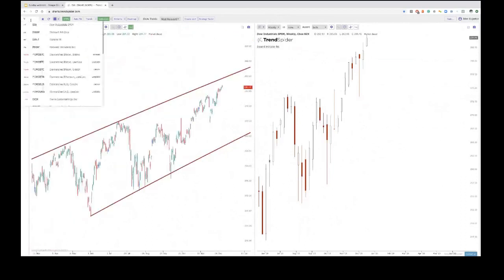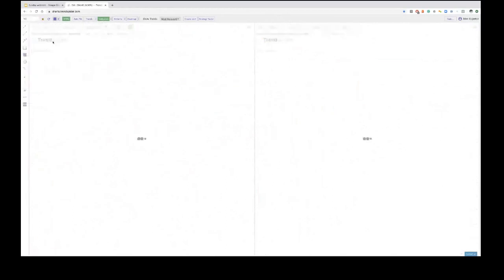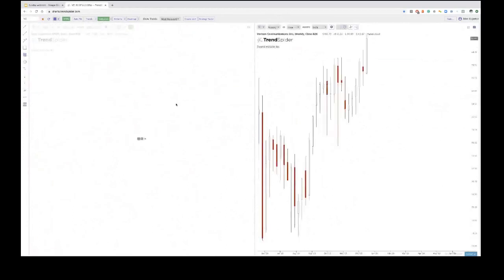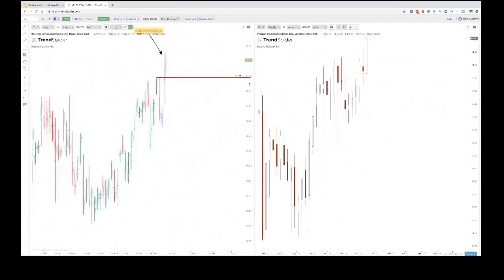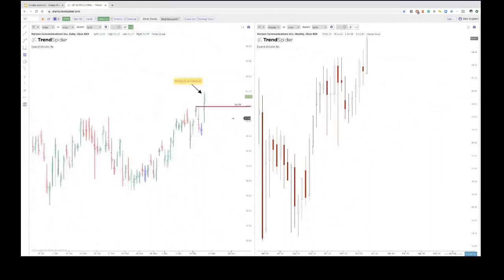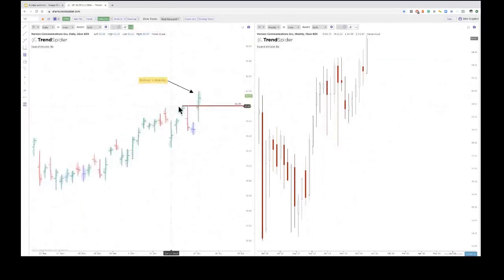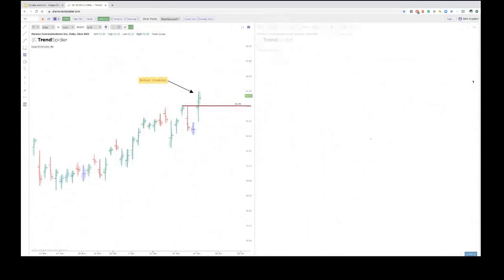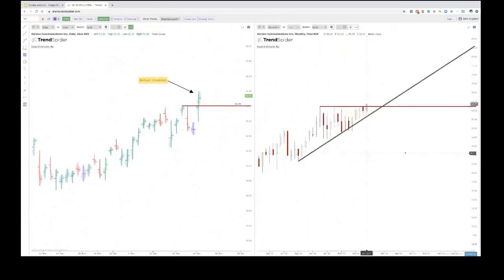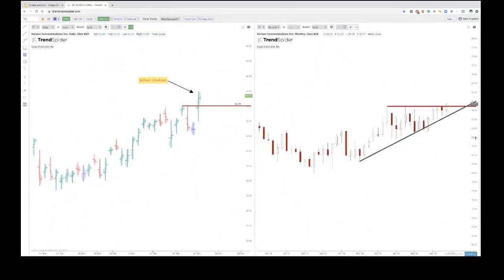One other example I wanted to do was Verizon. This is kind of a cool example of a nice breakout here on the raindrop. You can see just a ton of volume supporting the price above this previous high here. And then if you look at this monthly candle, it's definitely kind of starting its next journey, possibly higher.